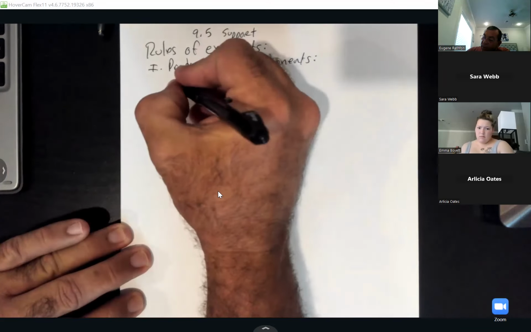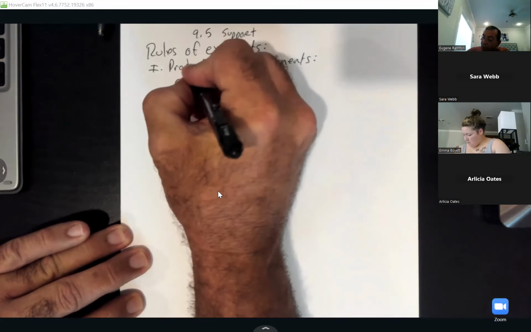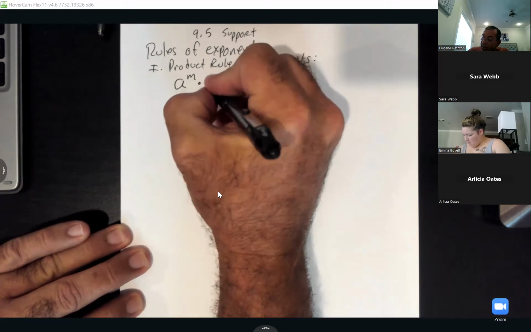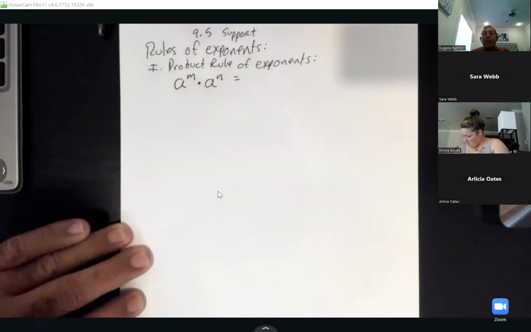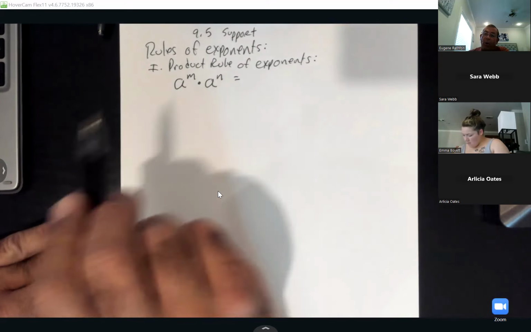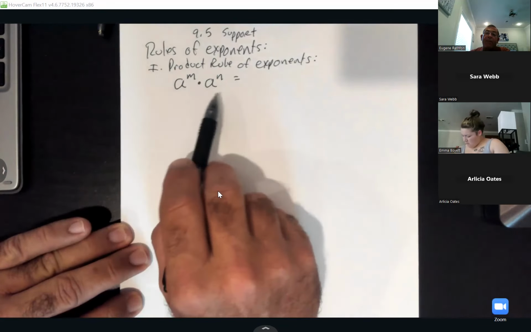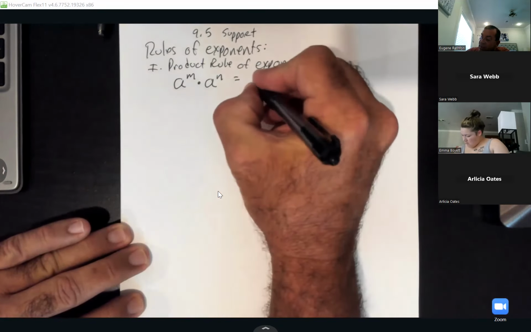And the product rule tells me if I got two variables being multiplied, you know, we've been doing this all year. We've been multiplying variables. So remember, when you multiply variables, you add those exponents.